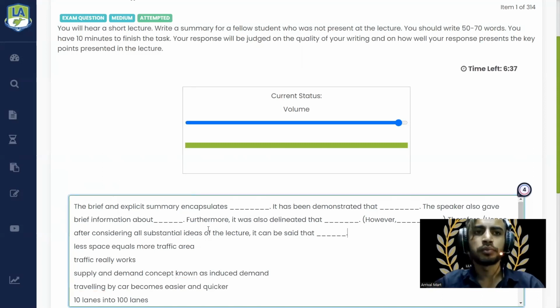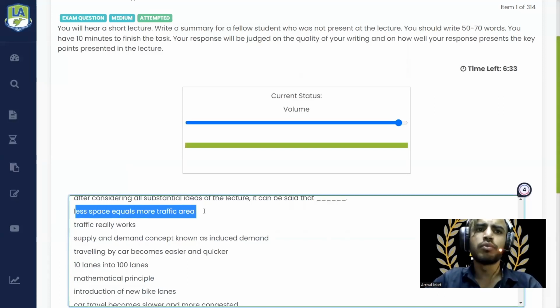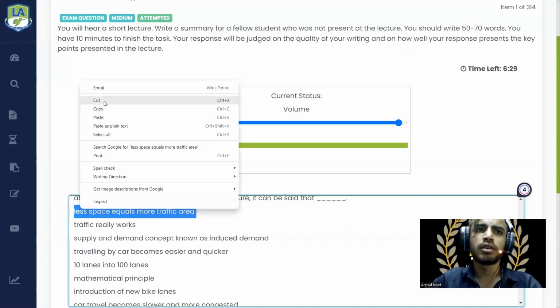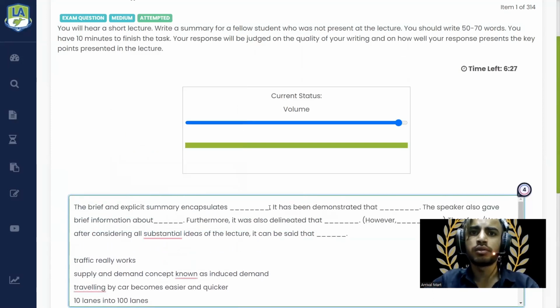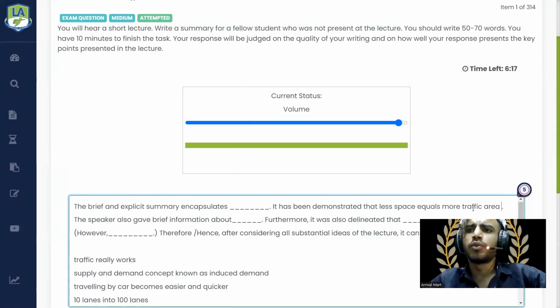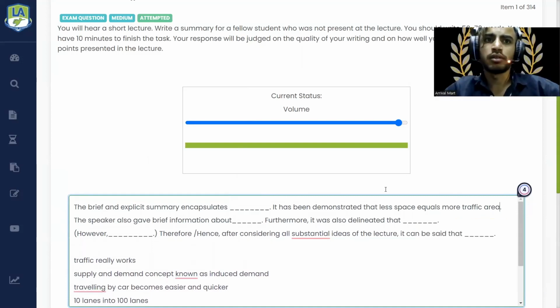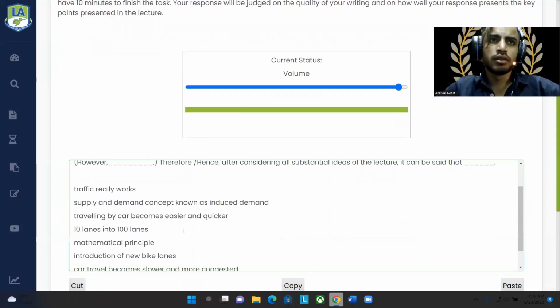Now let's see. Less space equals more traffic area. Now let's see. I am cutting this up and encapsulates summary. Okay, I'll be using over here. It has been demonstrated that less space equals more traffic area. Okay, guys. Now another one. Let's see how another is going.